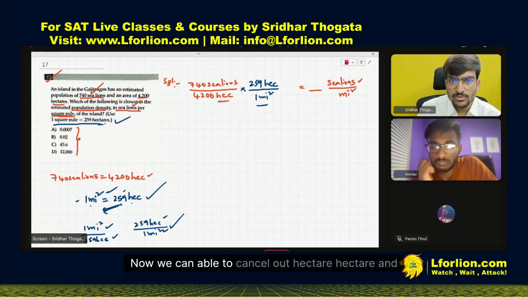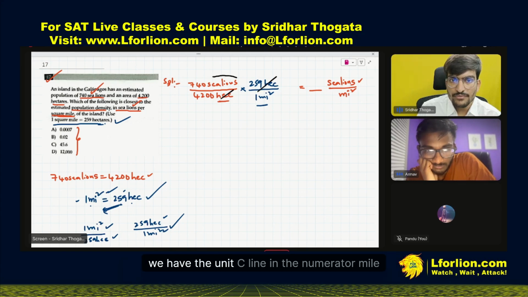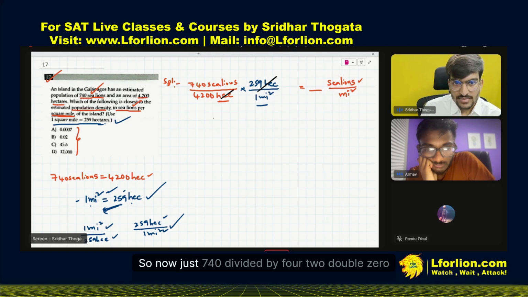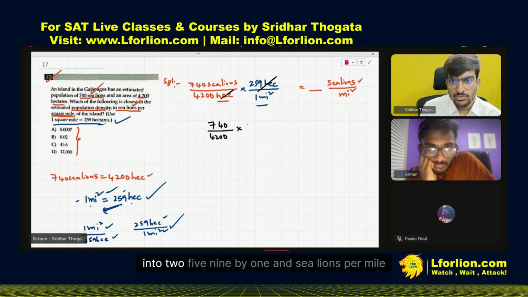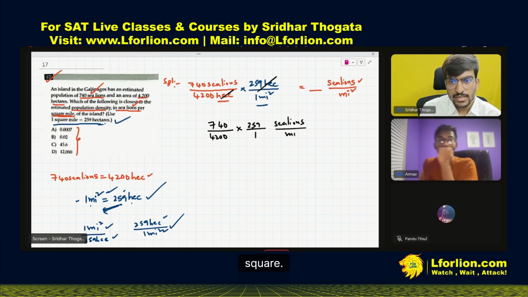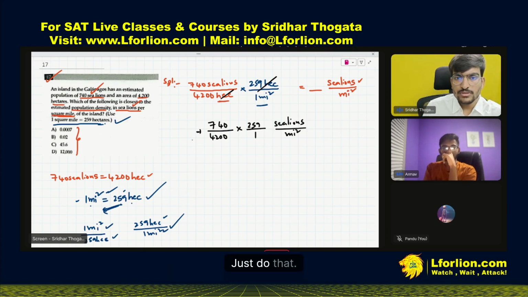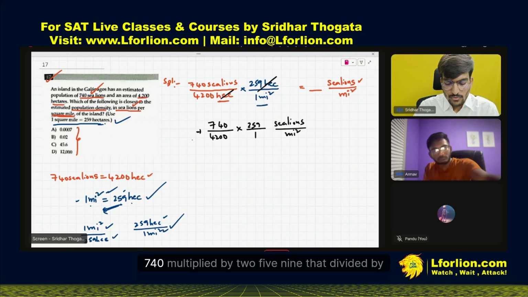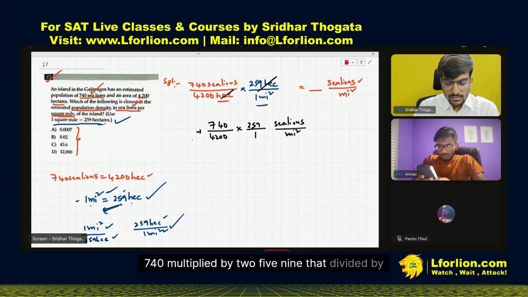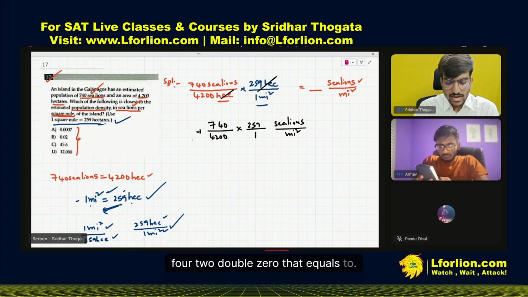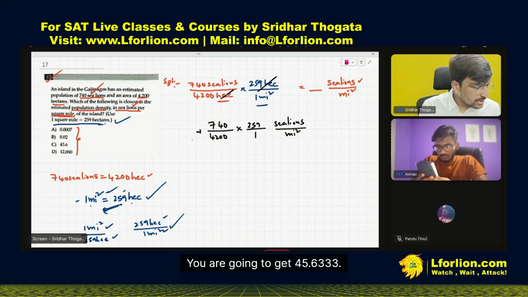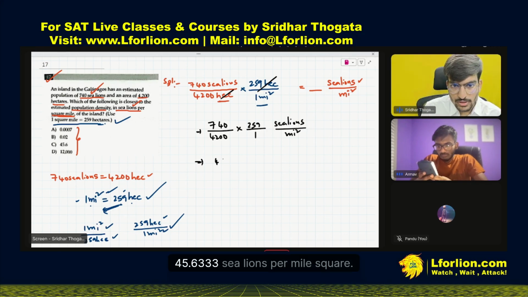Now we can cancel out hectare, and we have the unit sea lions in the numerator and mile square in the denominator. So now it is 740 divided by 4200, multiplied by 259 by 1, in sea lions per mile square. Put this in the calculator: 740 multiplied by 259, divided by 4200, equals 45.6333.